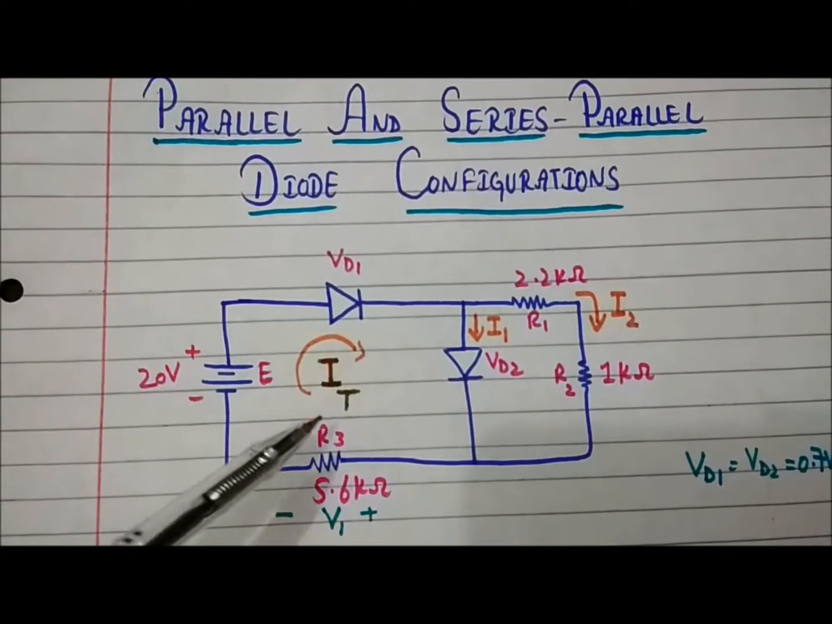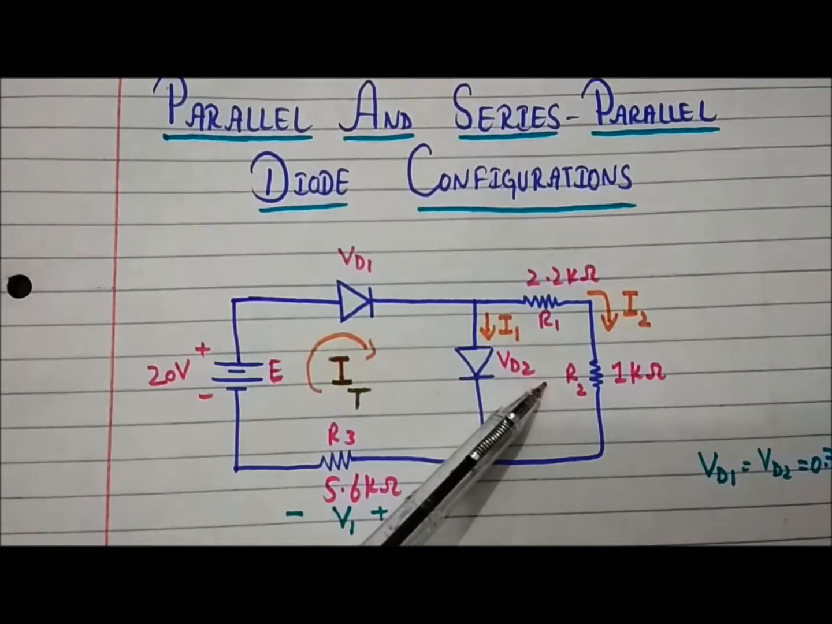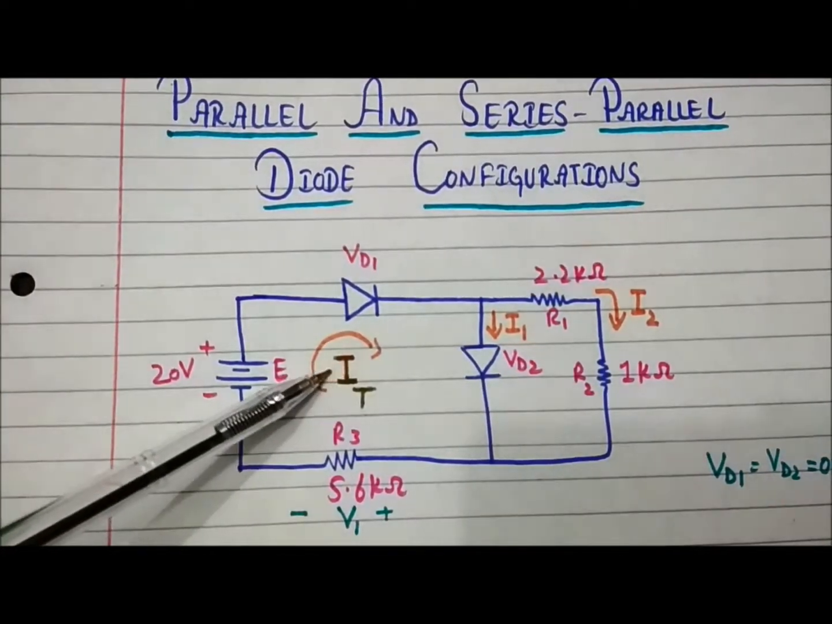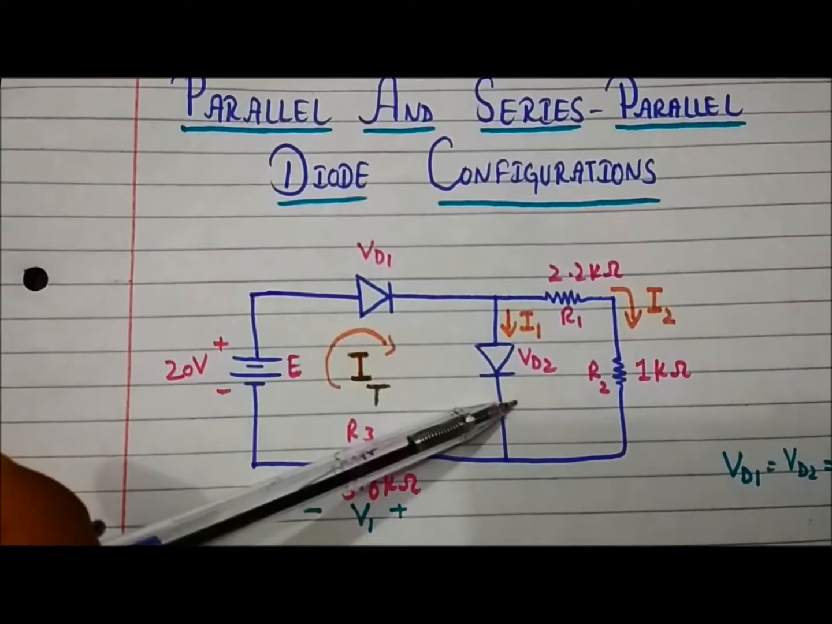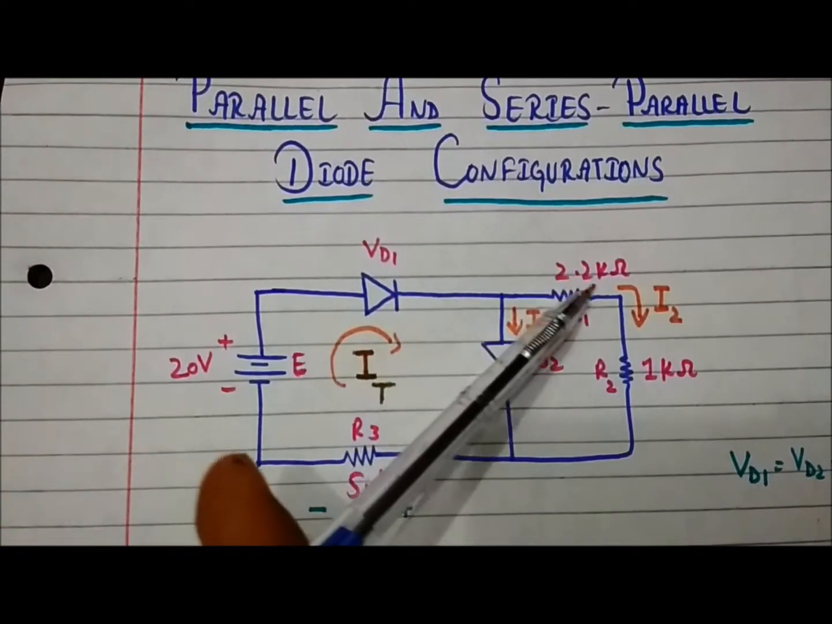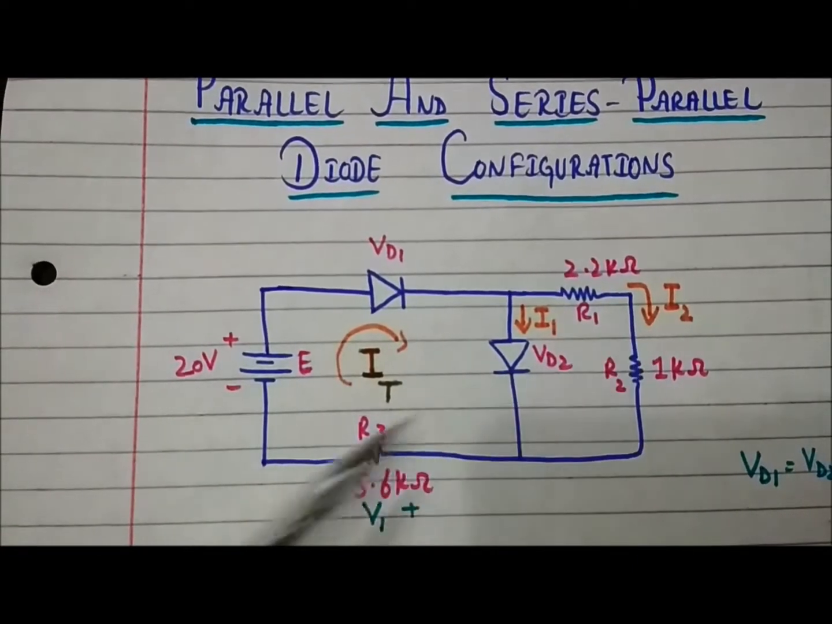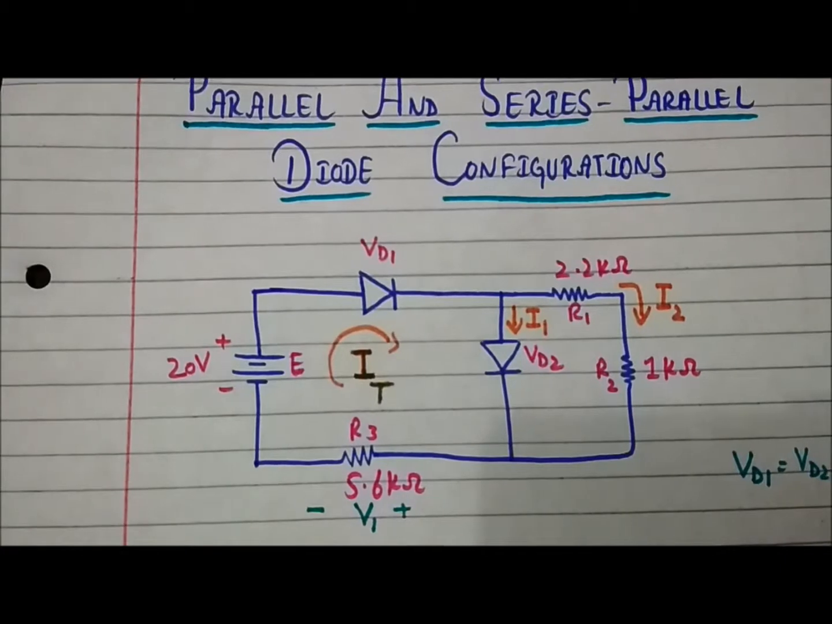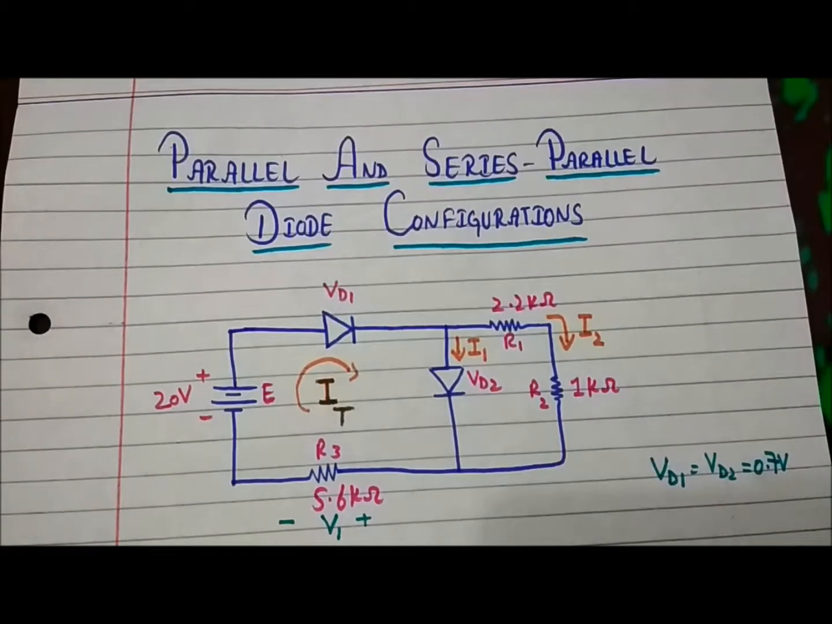So here I have two loops. One is loop 1 and the second is loop 2. The current flowing in loop 1 is the total current, IT, the current flowing through this silicon diode is I1, and the current flowing through these resistors is I2. Here we will learn how to find the circuit voltages and element currents.